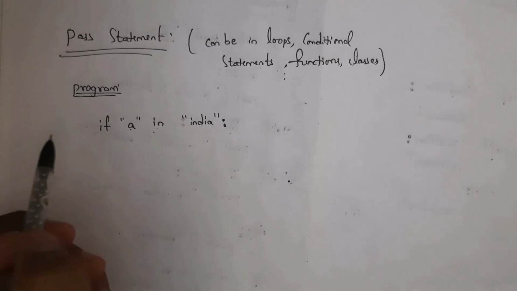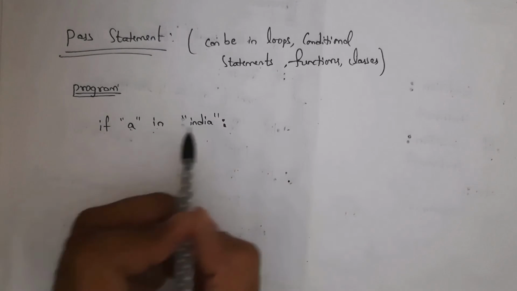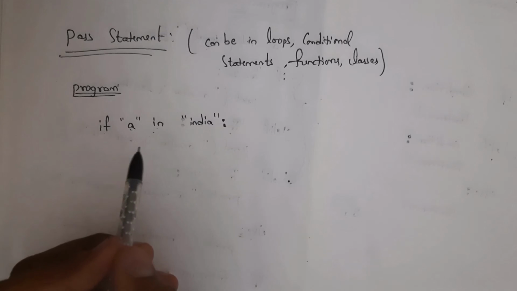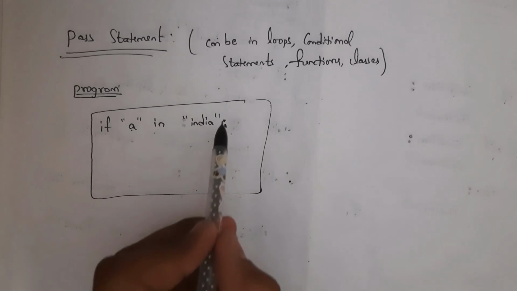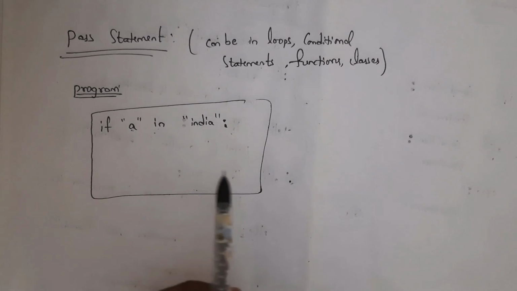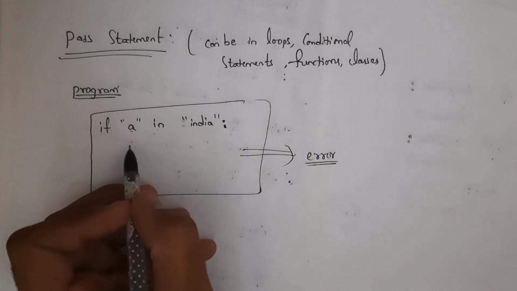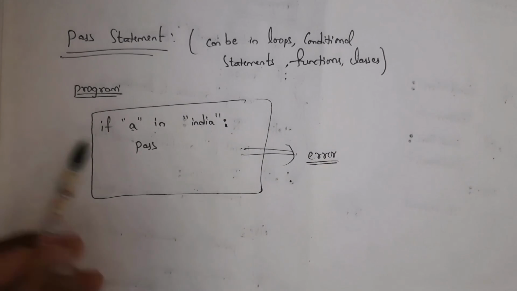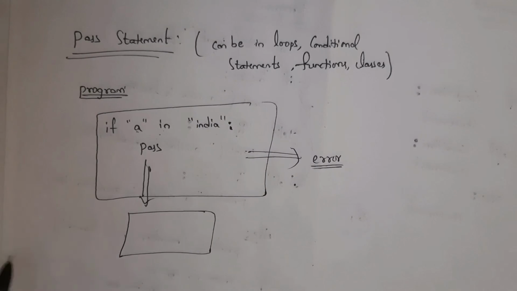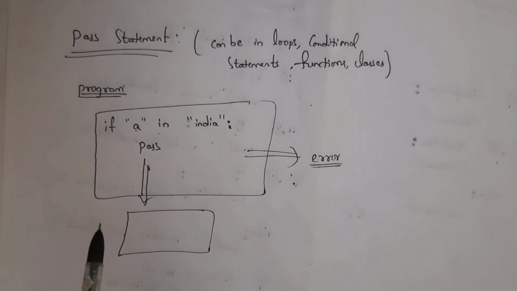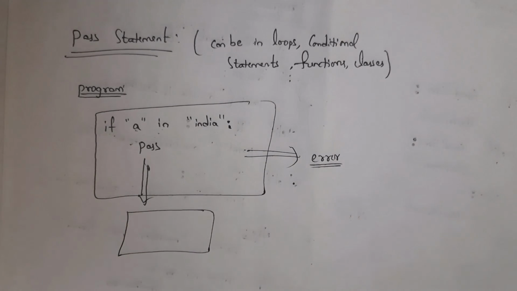Here I give an if condition, that is if a in "India", colon. A and India are both strings, so I took them in double quotations. And I don't want to write anything inside this if condition. But if you don't write anything inside this if condition, then it will display an error. Whenever you execute this code, you will get an error because I did not write anything inside this if condition. So instead of not writing anything inside if, just write pass. Whenever you execute this code, you will get a blank screen as output. You will not get any output here because I wrote pass. Having an empty if condition will generate an error, so we use pass in order to skip that error.